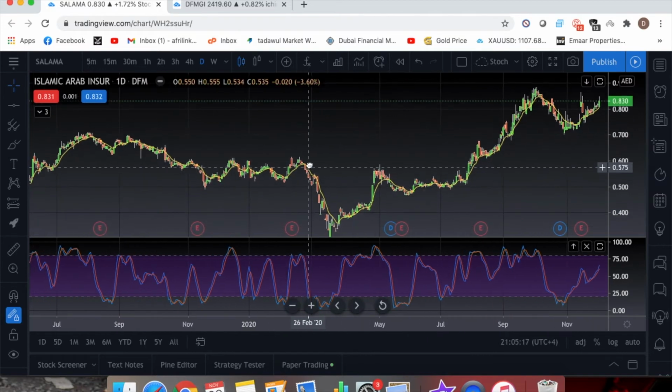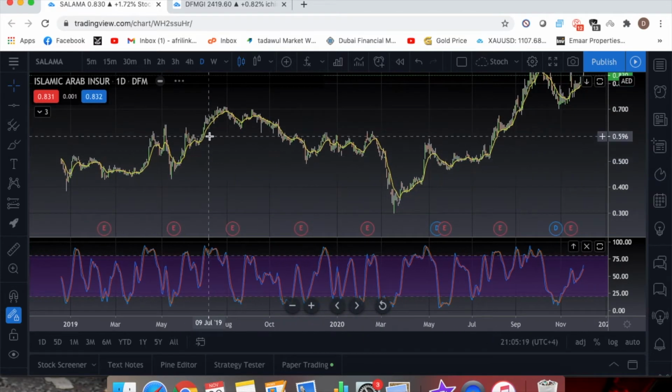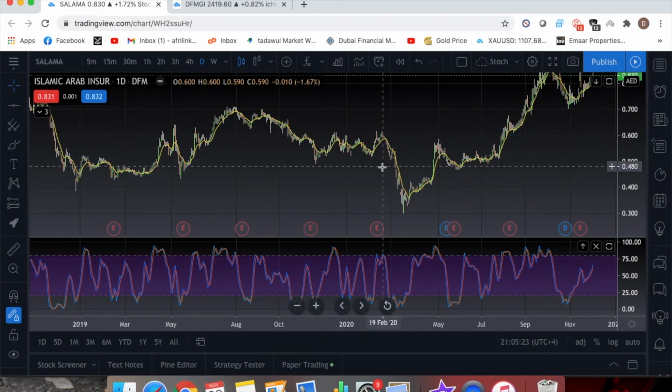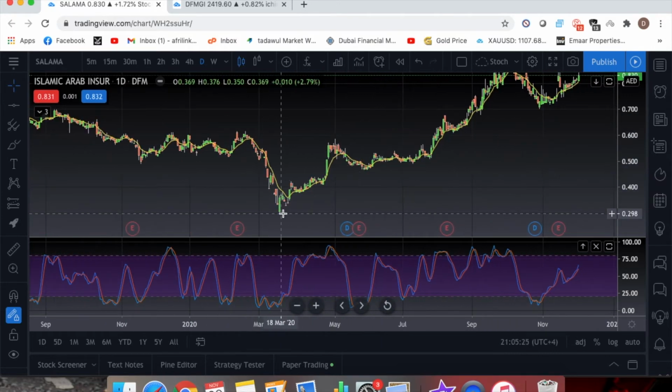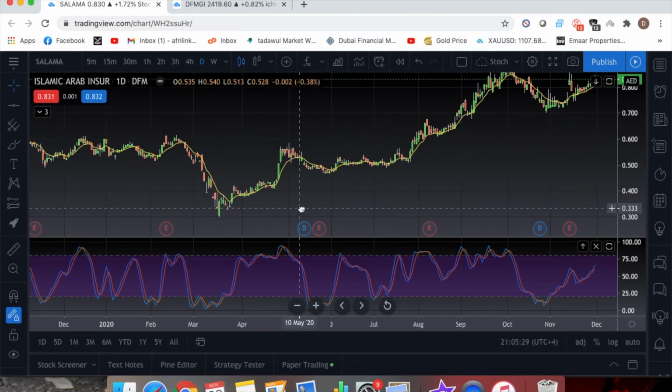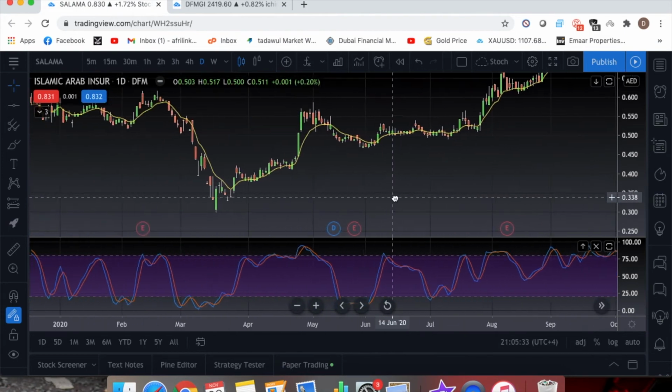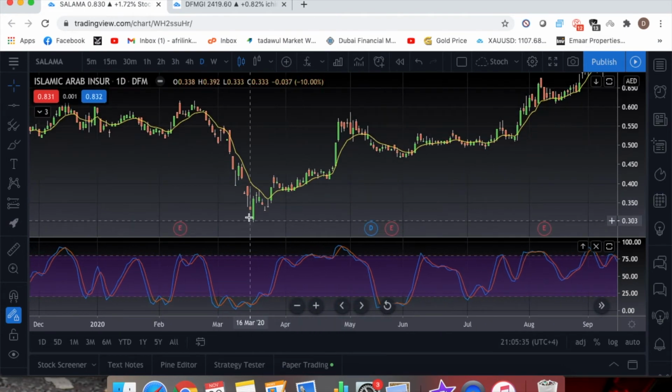Let me zoom out. Okay, we can clearly see previously Salama was in a downtrend. It was making lower lows and lower highs. Right from this level, it made a U-turn, meaning here it made a reversal, and we can clearly see it's making higher highs and higher lows. It means an uptrend has started. Clearly it's making higher highs and higher lows.